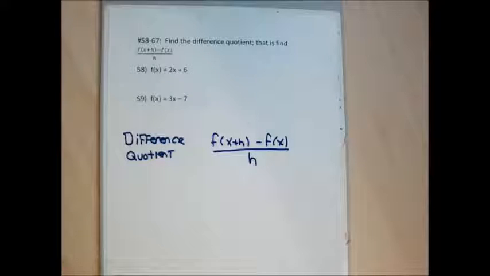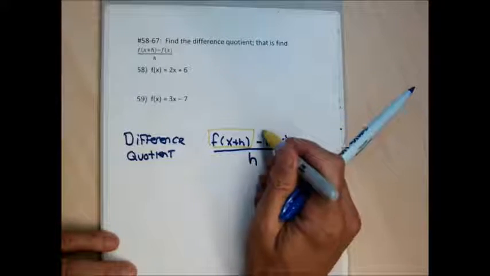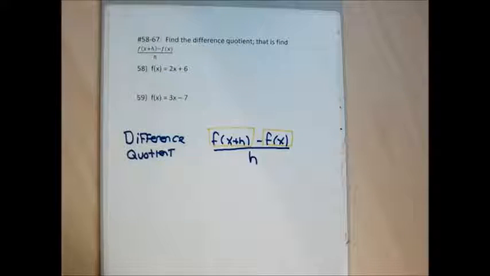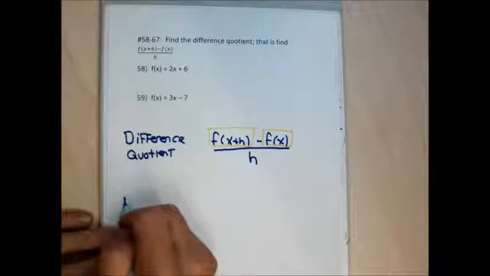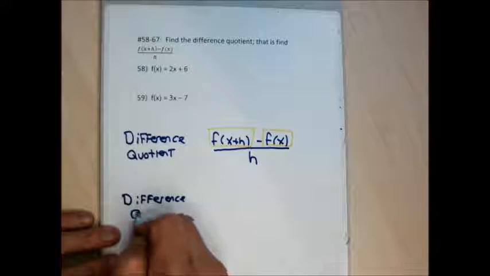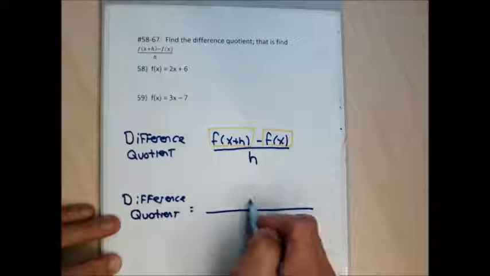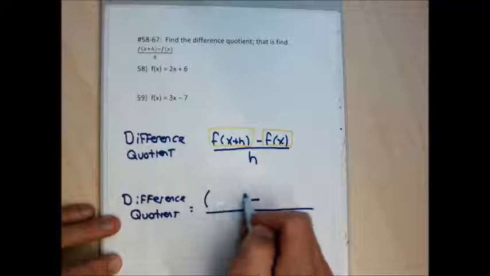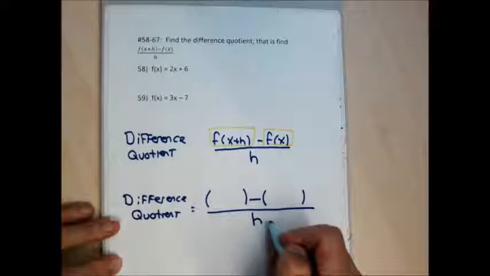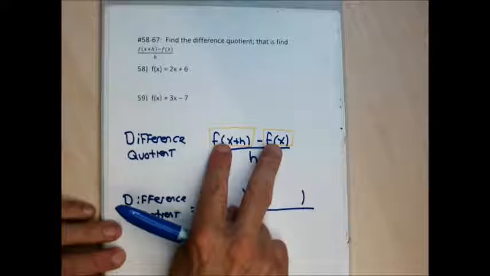So to figure out the difference quotient, I need to replace each function symbol in the numerator with something that's more appropriate. So I'm going to start off problem 58, and I'm going to say the difference quotient is, make a fraction with a minus in the numerator, and on either side of that minus sign I'm going to put a parentheses. I'm going to leave the h in the denominator. So all I've done is I've replaced the function symbols with parentheses.